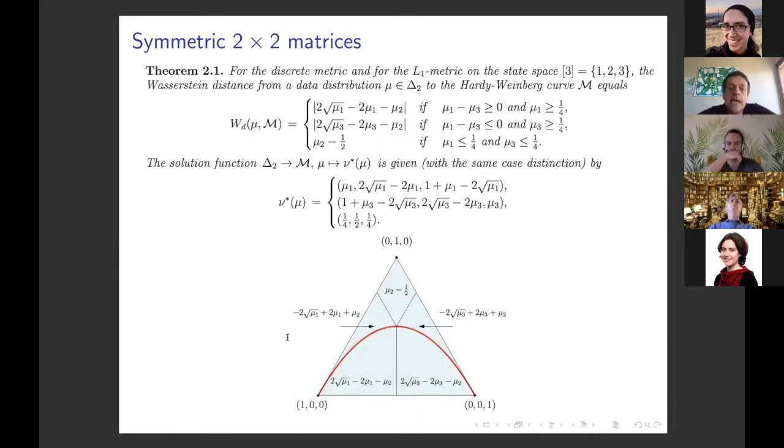Here's the same thing, a little simpler. This is for symmetric 2x2 matrices. This is also known, the model here is also known as the Hardy-Weinberg curve. So this is the red curve inside the probability triangle. So now the triangle is cut up into 5 regions. You can see this in the diagram down here.